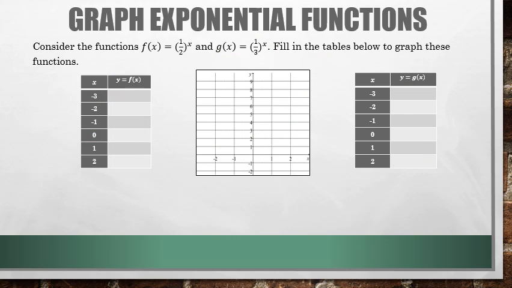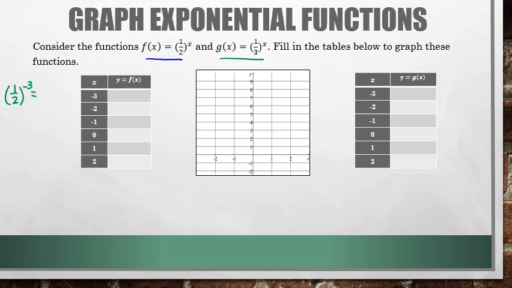Now let's consider some functions where our a value is less than 1. So we're going to have some decay functions. f of x equals 1/2 to the x, and g of x equals 1/3 to the x power. Fill in the following tables. Okay, looking at f of x, I'm going to do these over on this side. So when x is negative 3, we get 1/2 to the negative 3 power. Well, that's going to be the same thing.